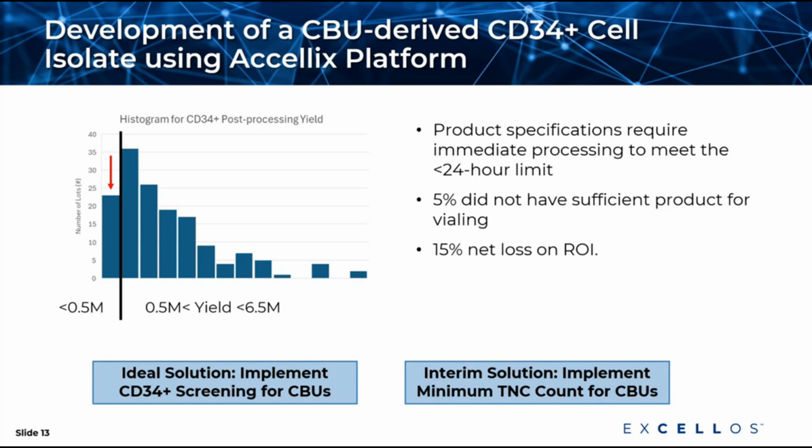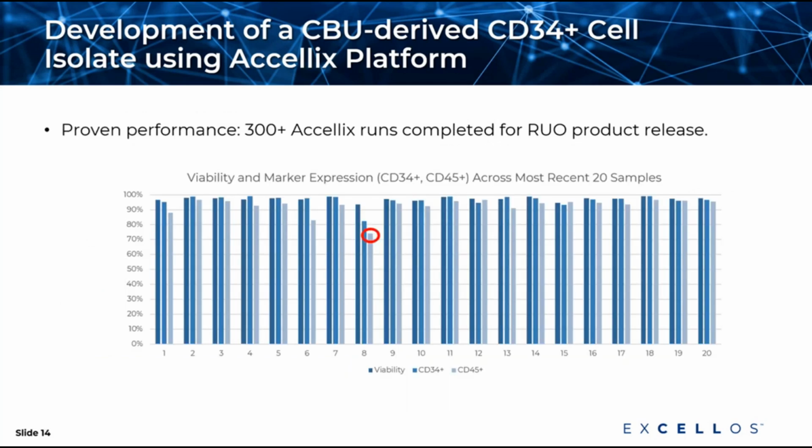But in the interim, we've been able to at least create an item specification in which we have imposed a minimum TNC count. We pulled out the last 20 lots that we manufactured, and with this interim solution, we have been able to have good success. We've had over 300 runs performed. Here you'll see that donation 8, we've actually had a manufacturing failure where we did not quite meet the purity requirements, and that's okay. We actually wanted to show this here to demonstrate the last critical component of using Accelix as it is for quality control release parameters. And this information is important to make sure we have the highest quality of products going out to our clients.